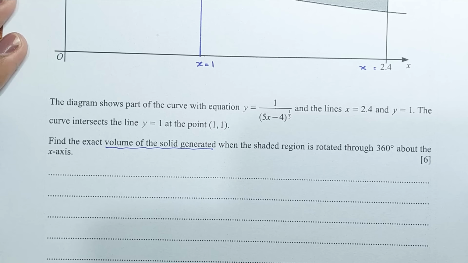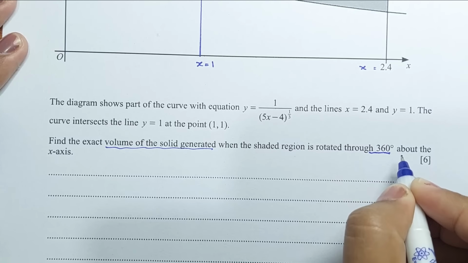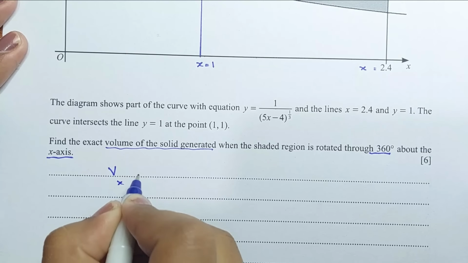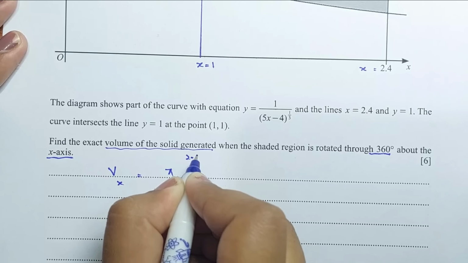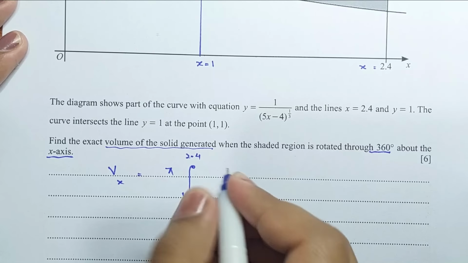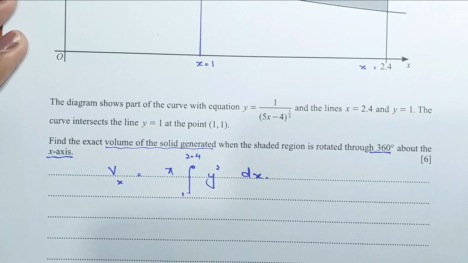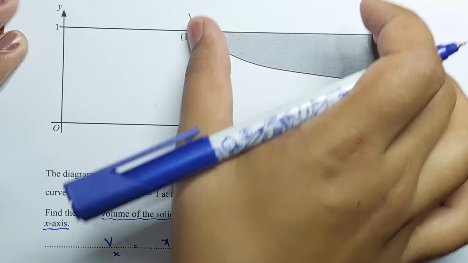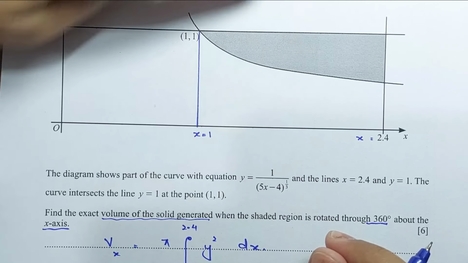So basically, the volume formula for a rotation of 360 degrees about the x-axis is: the volume about the x-axis is pi times the integral from x = 1 to x = 2.4 of y squared with respect to dx. That is the formula, but this is the whole one, right? So what we are doing is integrating this whole function from 1 to 2.4.